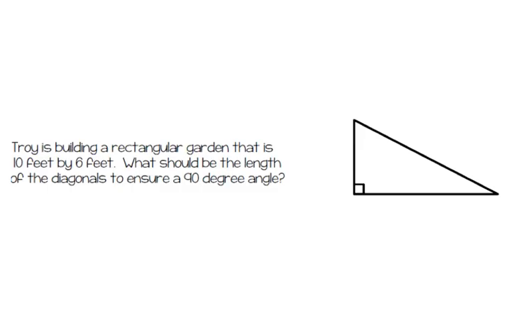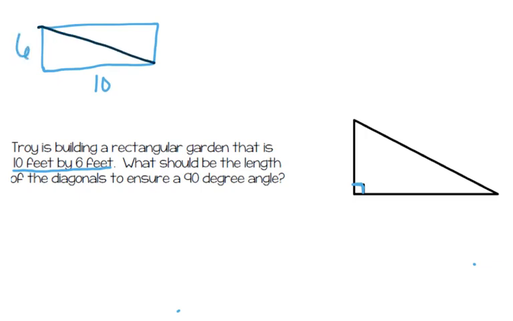All right, our final question. Troy is building a rectangular garden that is 10 feet by 6 feet. What should be the length of the diagonals to ensure a 90-degree angle? So what you're trying to do here is to make sure that you get that right angle in there. So it's going to be 10 feet by 6 feet. So again, if we build a rectangle and we build it 10 feet by 6 feet, the diagonal is from one corner to the other. So again, I've just cut off the top part of my garden here. And I've created a right triangle.